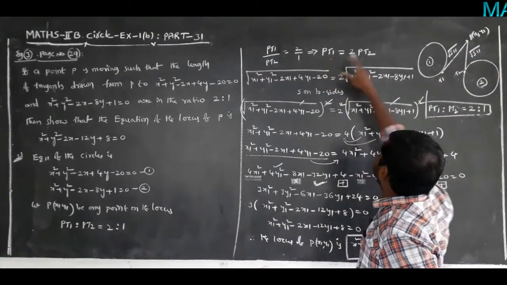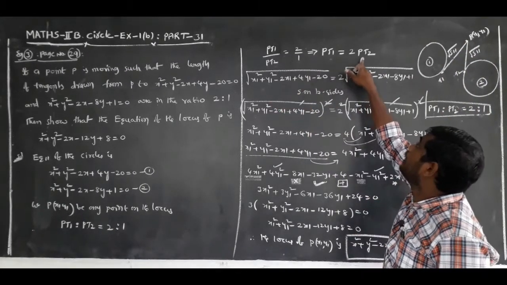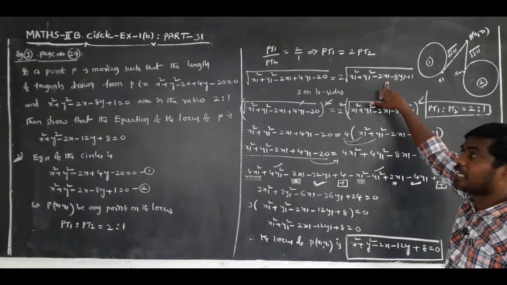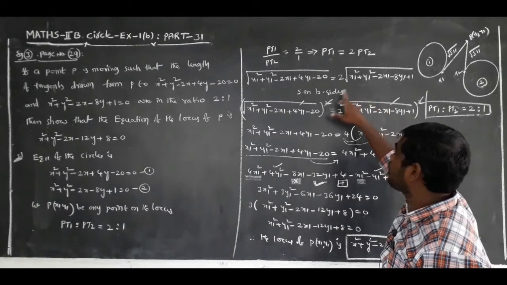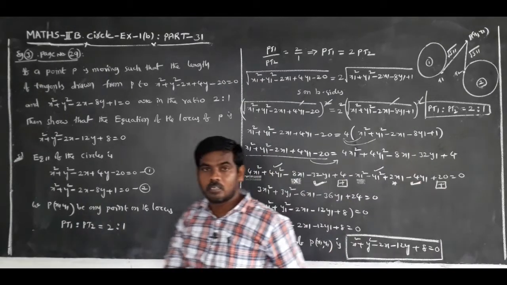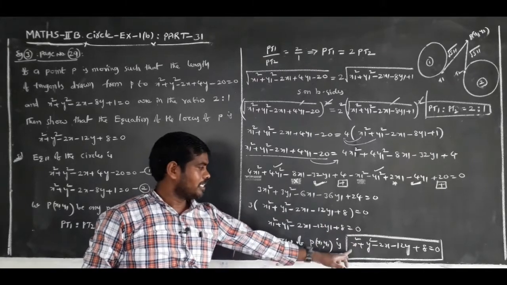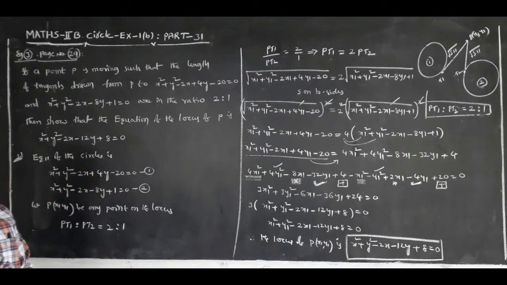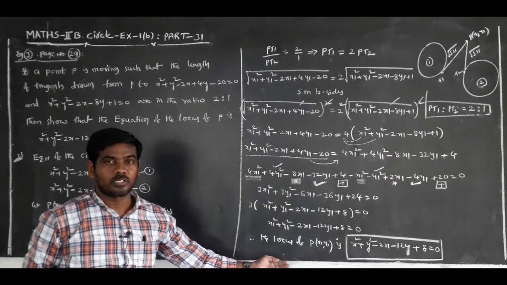PT1 means substitute point P in the first circle. PT2 means substitute point P in the second circle. This is the PT1 value, this is the PT2 value. Squaring on both sides and simplifying, the locus of P(x1, y1) is x square plus y square minus 2x minus 12y plus 8 is equal to 0. This is the required equation of the locus of P(x1, y1).